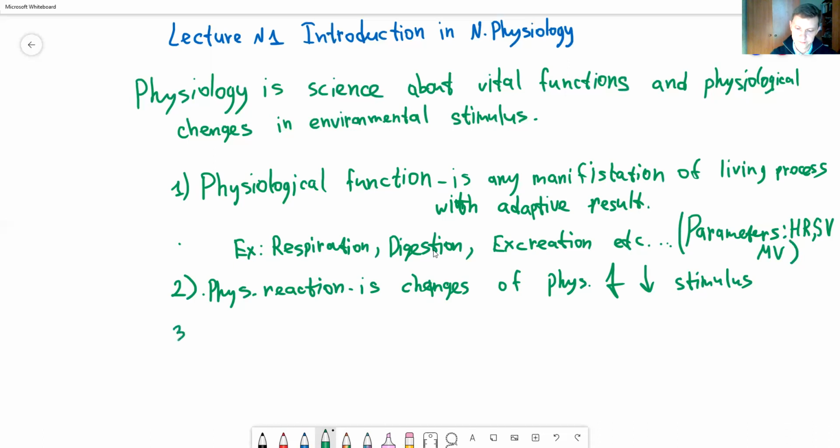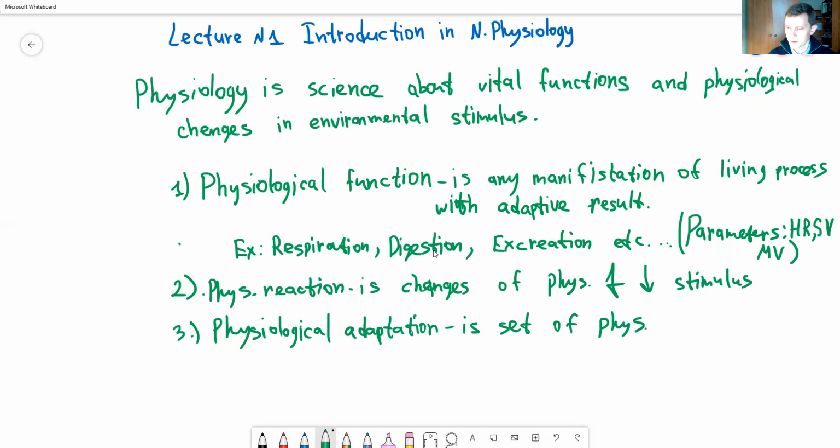Okay, and the third one is physiological adaptation. What is a physiological adaptation? It is a set of physiological reactions that are used for adaptation to changes of the environment.